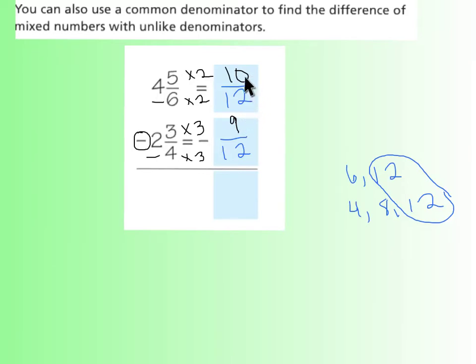10/12 minus 9/12 is 1/12. And 4 wholes minus 2 wholes is 2 wholes. So my answer is 2 and 1/12. And I cannot simplify this because the numerator is 1, and when it's 1, it's done.